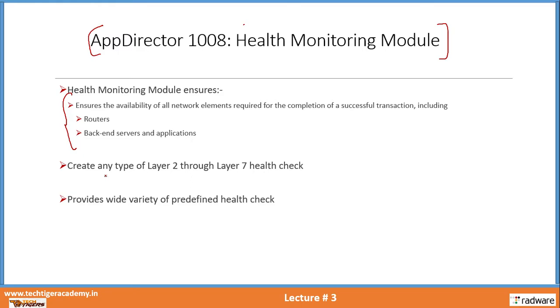Okay. Over this module, you can create any type of layer 2 through layer 7 health check, and it provides a wide variety of predefined health checks as well. Okay. We will have a separate in-depth session on the health monitoring module where we'll discuss each and every layer 2 to layer 7 health check available. Okay, this is something very important, right?